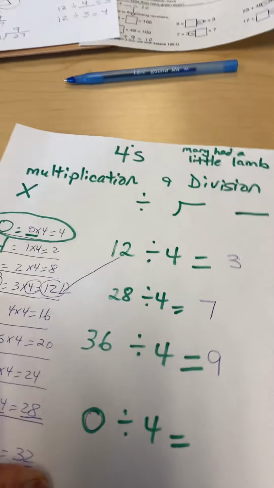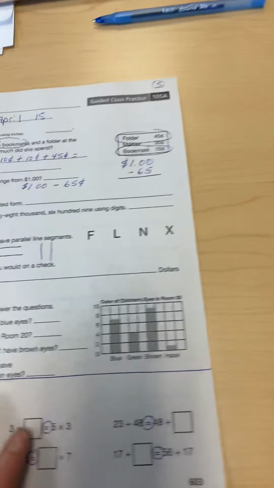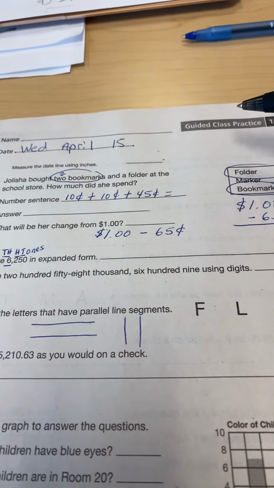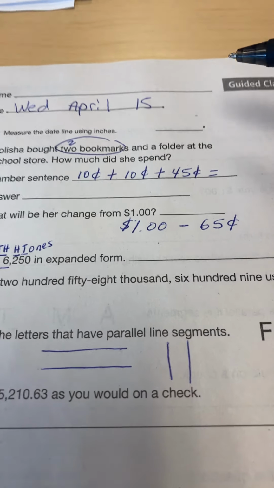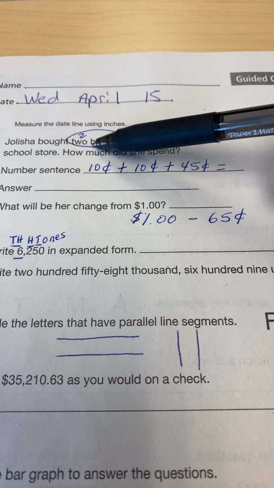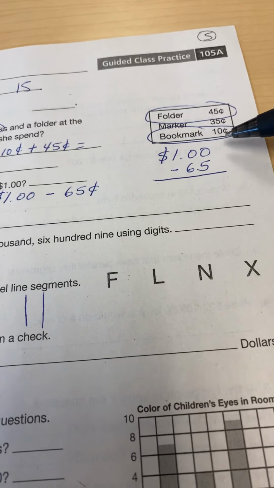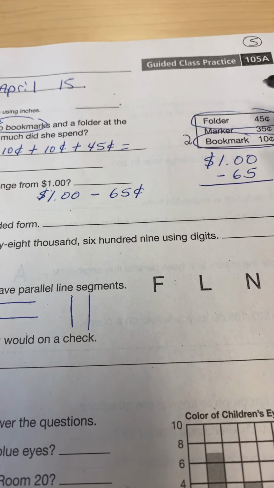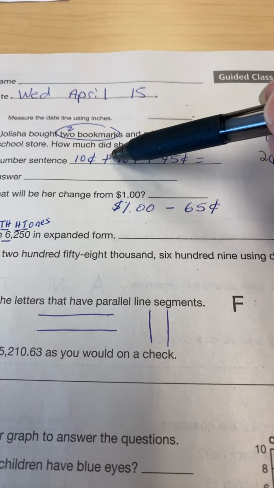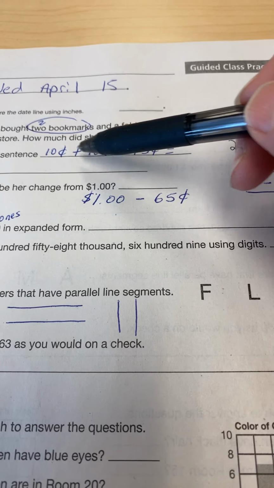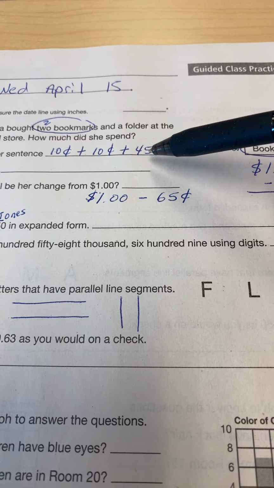All right, next thing I'm going to do is the homework page. I'm going to help you with that a bit. Okay, on number 1. This is for Wednesday still, but I'm teaching it today. So Joshua bought 2 bookmarks and a folder. So notice that he has 2 bookmarks. So a bookmark over here costs 10 cents, but he bought 2 of them. So I had to put 10 cents plus 10 cents, and then the folder is 45 cents.